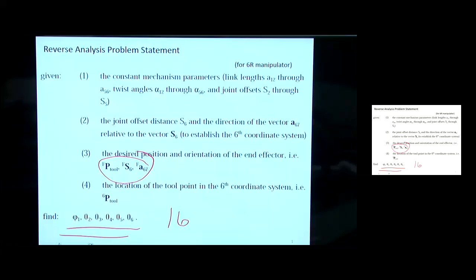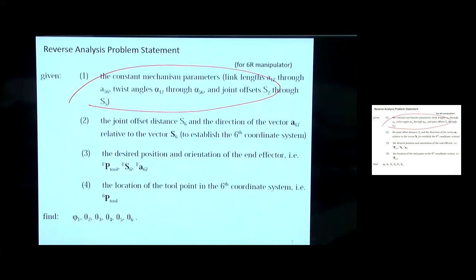Okay, so with that, exactly what are we given? And of course, this was all based on your choice of your S and your A vectors. Once you picked those, then you could write down your A's, your alphas, your S2s through S5s. Establish that coordinate system. There's some tool point that I know in the last system. This is where I want it to be, and that's how I want the 6 coordinate system to be oriented, by giving you the Z and the X.